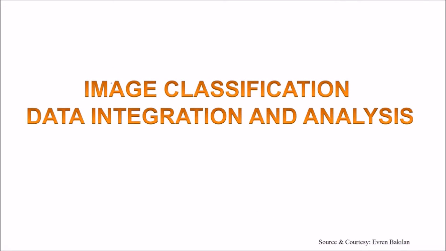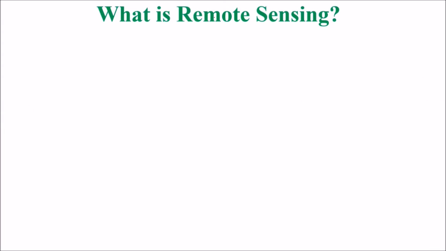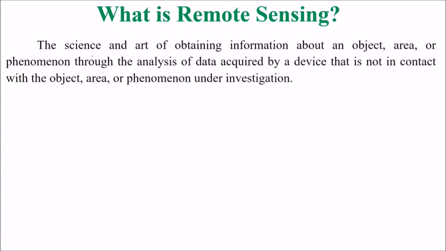We are discussing image classification, data integration and analysis. What is remote sensing? As the phrase says, sensing remotely. So it is a science and art of obtaining information about an object, area or phenomena through the analysis of data acquired by a device that is not in contact. This is important: not in contact with that object, area or phenomena under investigation.